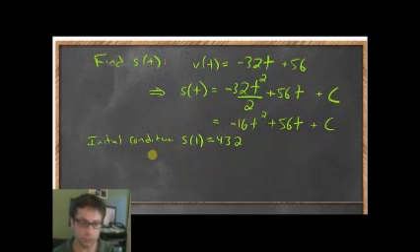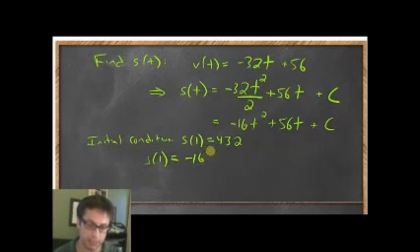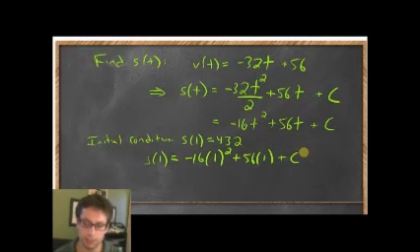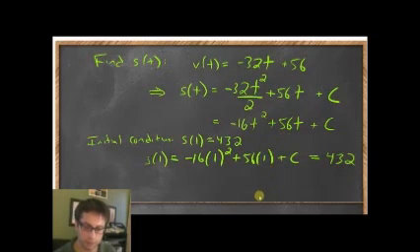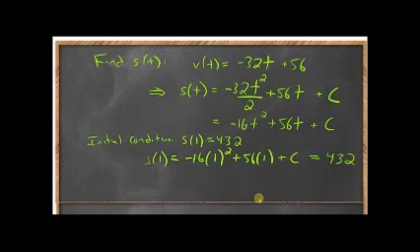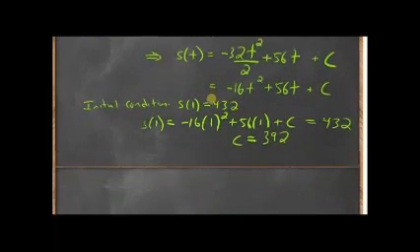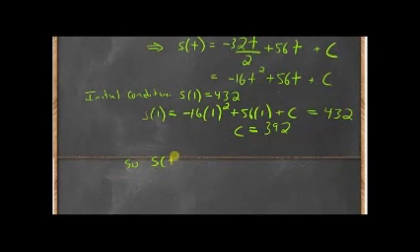Okay, so let's plug in s of 1. So s of 1 is going to be negative 16 times 1 squared plus 56 times 1 plus c, equals 432. And then when you solve for c, I'll leave that up to you, but you should get, what does my calculator say? 392. Okay. So s of t is going to be negative 16t squared plus 56t plus 392.